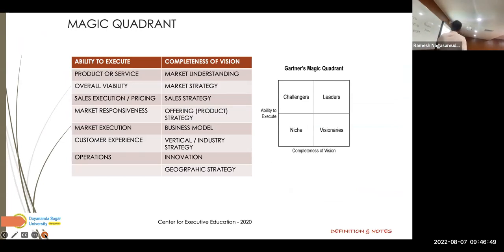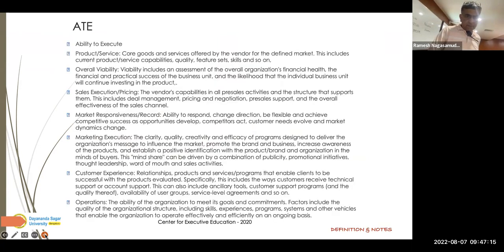So what does ability to execute mean? Pricing your product, making sure that the customer experience is good, setting up a good operations team, market execution. Vision is how do you have a business model? What is your strategy? How well do you understand the market? Which geography do you want to be in? Okay. Done. This is something that you all will read.